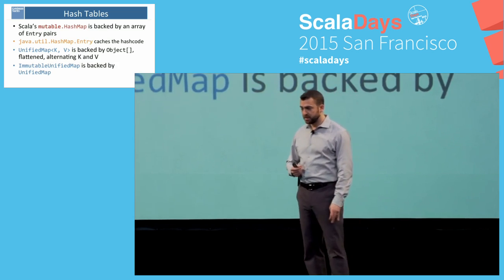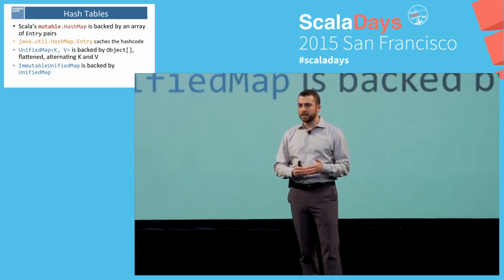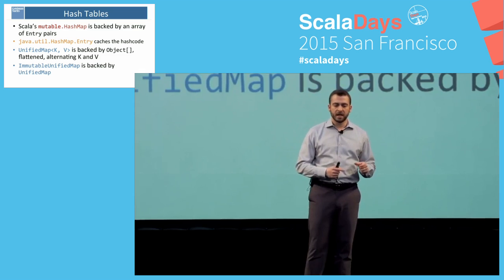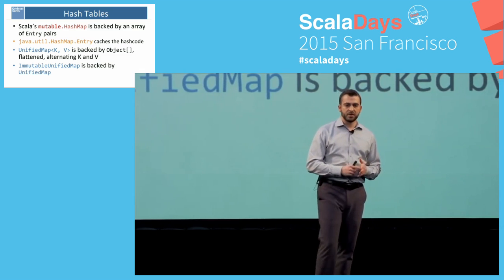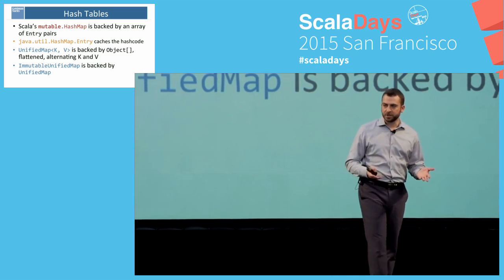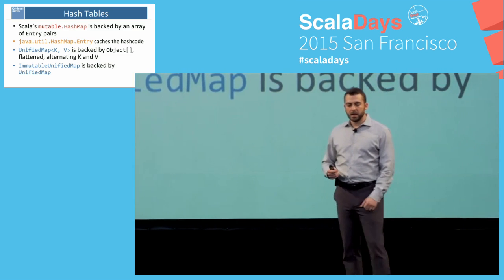Moving on to mutable hash tables. The mutable hash map in Scala is backed by an array of entry pairs. Each entry internally holds a key and a value and a next pointer. That's used to point to the next collision in the case of hash code collisions. So this strategy is called chaining because we have like a linked list of hash code collisions.